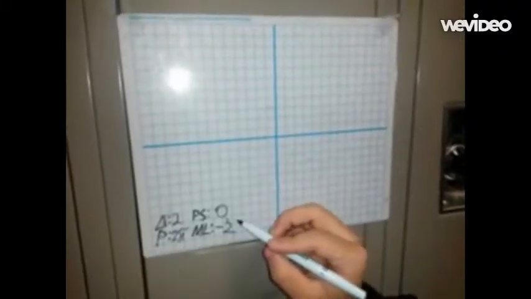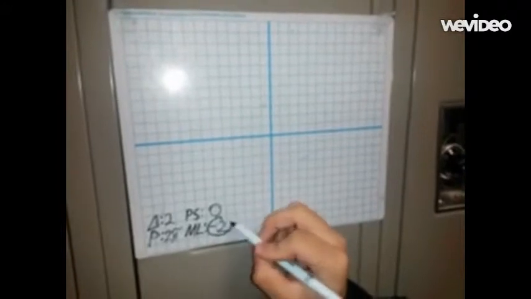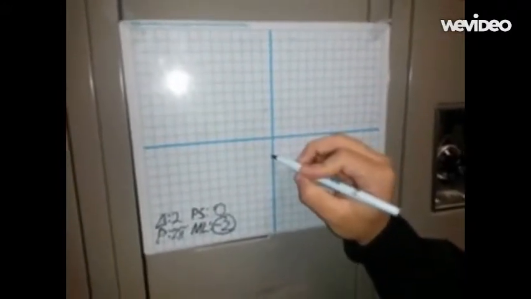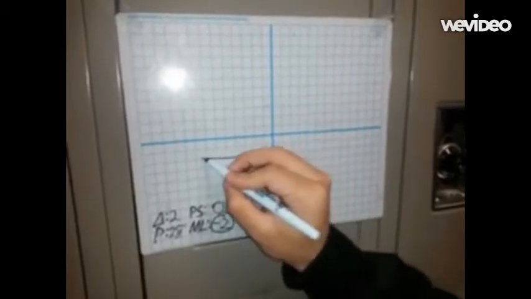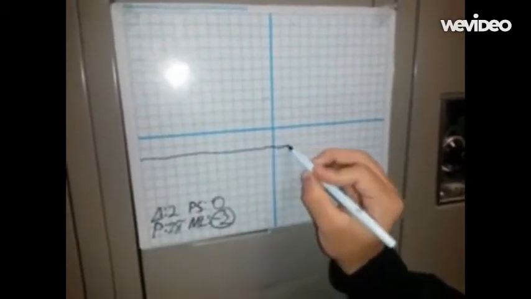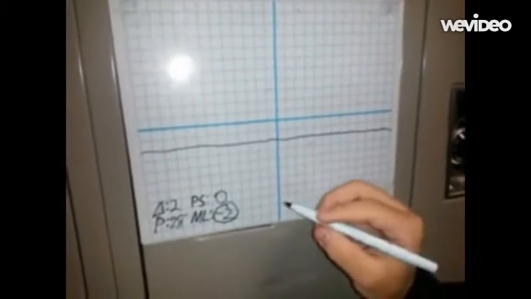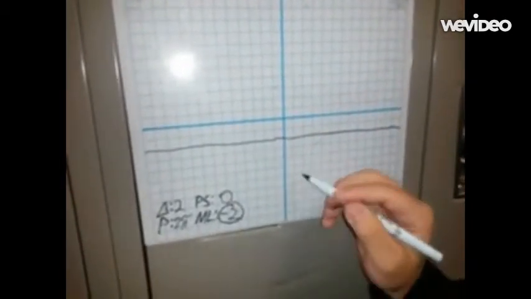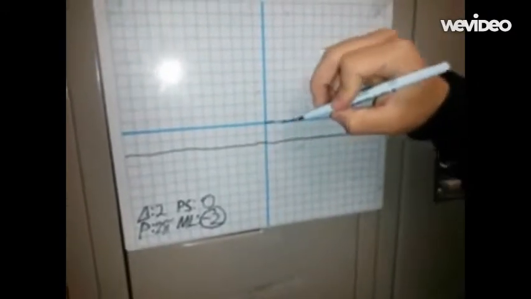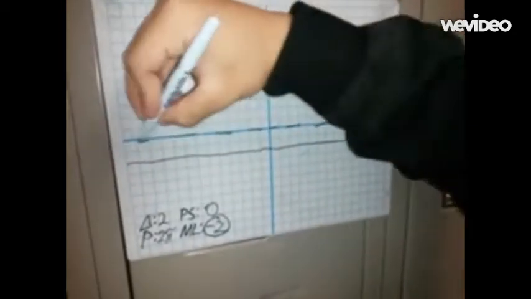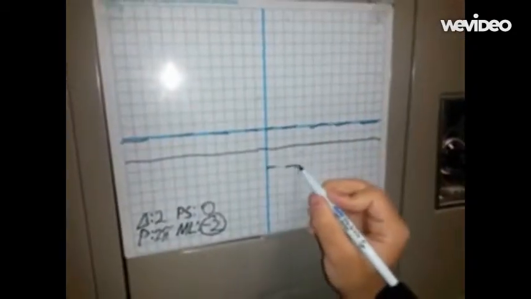First, what we have to do is determine what the midline is, which in this case is -2. So you go from your origin and go down 2 spaces, and that will be your new midline. Next, you determine what your amplitude is, which is 2. So you go from your midline to and go down 2 from the midline.